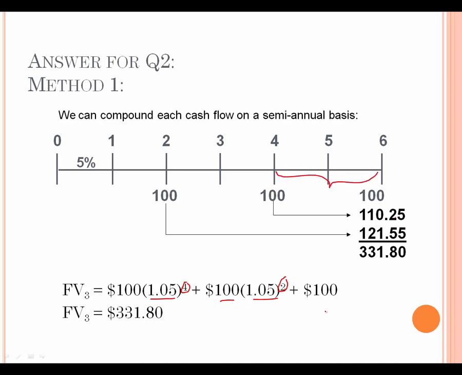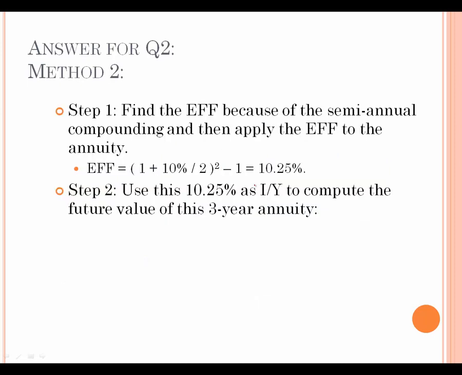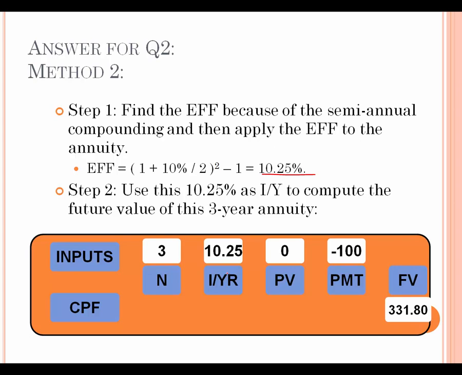Another approach is, since you have a 3-year annuity, you try to calculate the EFF of 5% semi-annual compounding. So it turns out to be 10.25%, and EFF is actually for the whole year. So you use this 10.25% as I/Y to compute the future value of this 3-year annuity, and the future value is 331.8, and this is pretty consistent with the first approach where you do it manually and compound every 6 months.